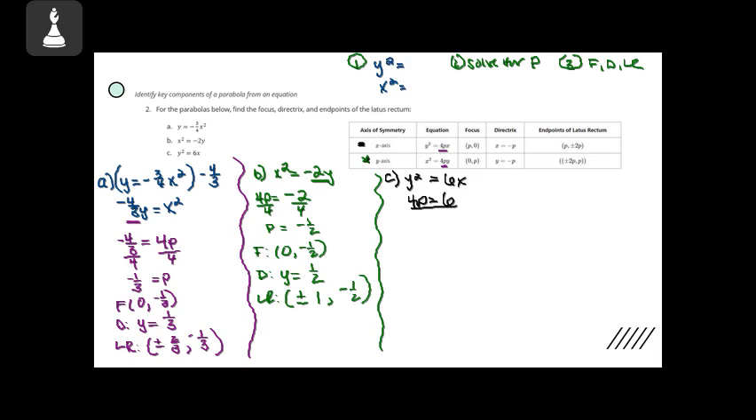So now I'm going to use this top line for focus, directrix, and latus rectum. So focus in this case is p comma 0. So 3/2, 0. The directrix is x equals that p value, 3/2. Then we'll follow our latus rectum is p, so 3/2, and then plus or minus 2 times that. So 2 times 3/2 is just 3. And that is how we would do it.